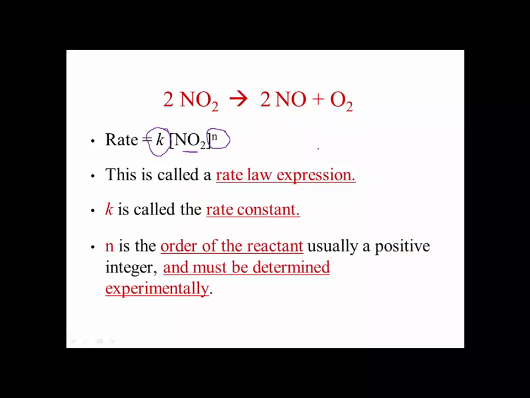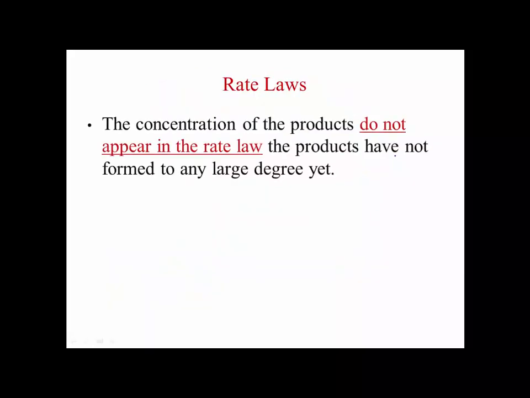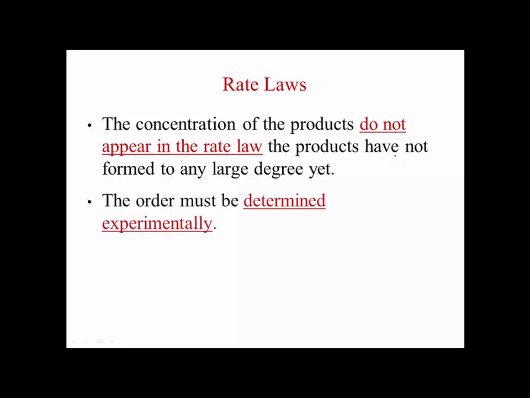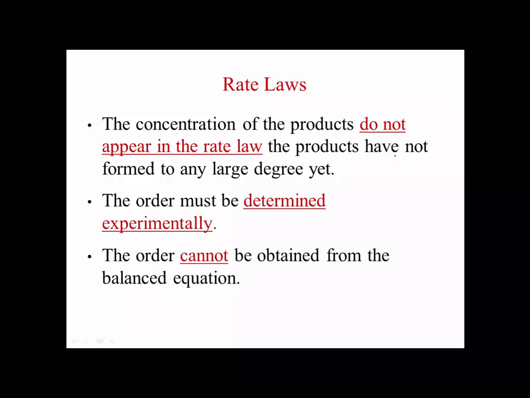So k is the rate constant and n is the order of the reactant, whatever reactant that you're putting in your rate law. And it's usually a positive integer. It can be a negative and it can be 1/2 orders, but I would expect you're going to see 0, 1, 2, 3 order reactions, and it must be determined experimentally. You can compare rates. You can say the rate of NO is formed at twice the rate of O2, and NO2 disappears at the same rate of NO, but you can't get a rate law from a balanced equation. You can only compare rates, and that's something that students always get confused. A rate law is different from just comparing a rate. So the concentration of the products, we said, do not appear. We must determine them experimentally. We cannot get it from a balanced equation.